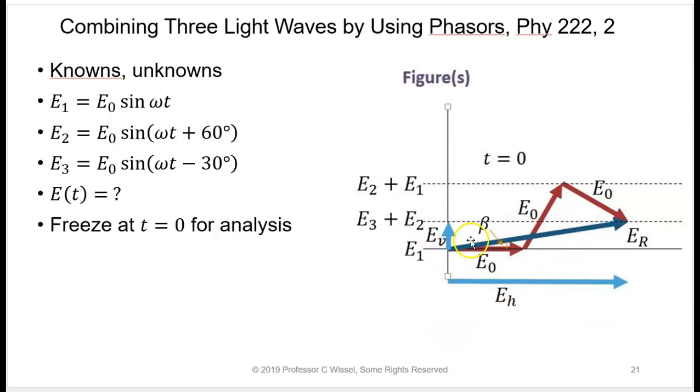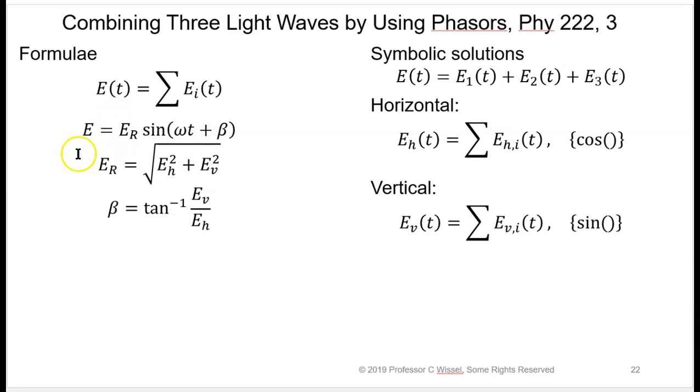And of course, the result is just going to be this right here, the combination of all of them. And we're going to do this by breaking each one of these up into vertical and horizontal components, adding up all the vertical ones, adding up the horizontal ones, and then doing our inverse tangent and the square root of the sum of the squares. Okay, so it's just going to be the sum of all of them. And of course, we're going to eventually have an expression in the format of E equals ER, that's the resultant, times the sine omega t plus beta, where ER is just the square root of the sum of the squares of the horizontal and vertical components. And beta is going to be the inverse tangent of the vertical divided by the horizontal. And of course, then this is just the sum of all of them.